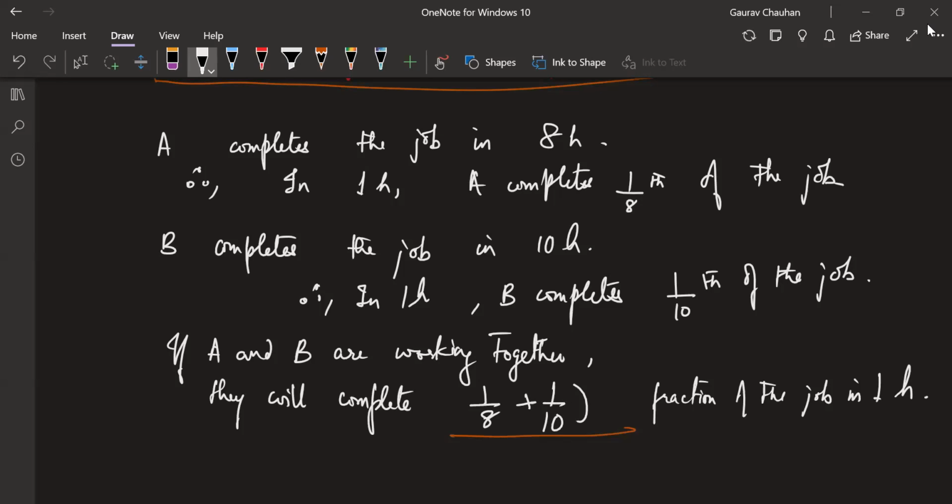Dinesh, are you following? Deepak, are you following? Yes, sir. Whatever work they are doing individually in 1 hour, if we add that, we will get what they are doing together in 1 hour. Correct. We good with this, guys? Can I again thank Hemant ji? I really liked your response here. I'm going to give you 10 points here.